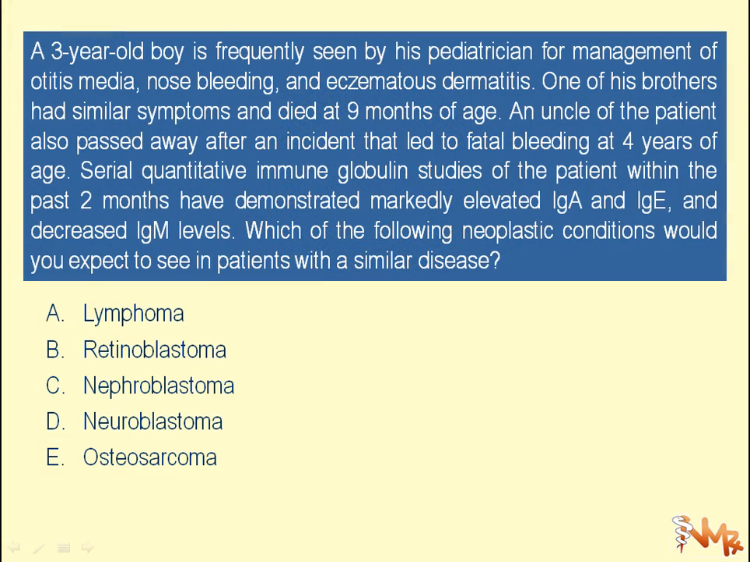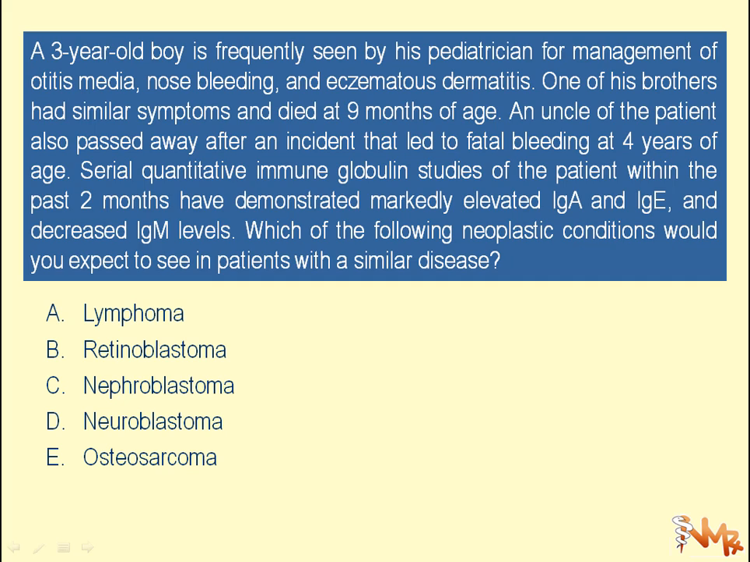A 3-year-old boy is frequently seen by his pediatrician for management of otitis media, nose bleeding, and eczematous dermatitis. One of his brothers had similar symptoms and died at 9 months of age. An uncle of the patient also passed away after an incident that led to fatal bleeding at 4 years of age. Serial quantitative immune globulin studies of the patient within the past 2 months have demonstrated markedly elevated IgA and IgE and decreased IgM levels.